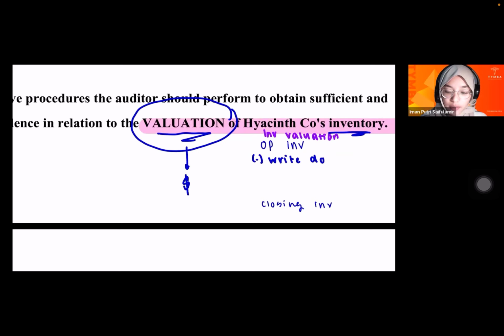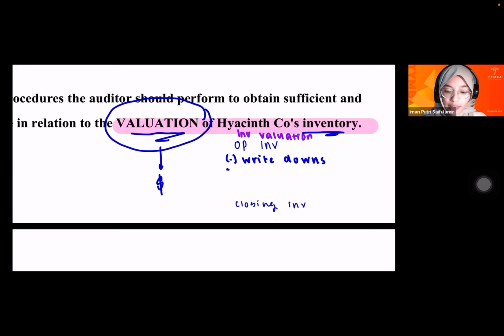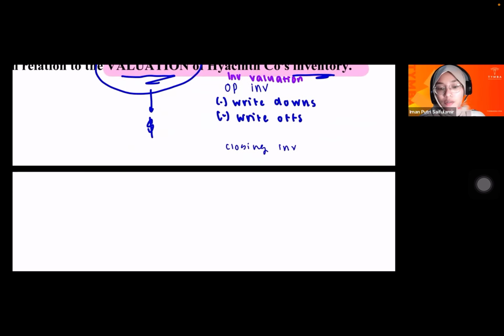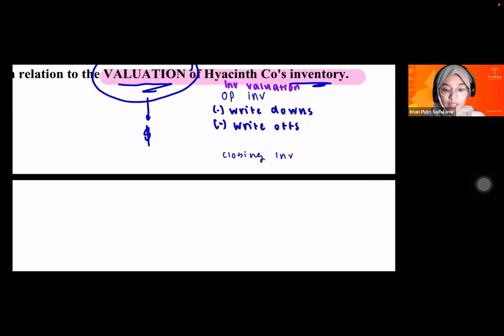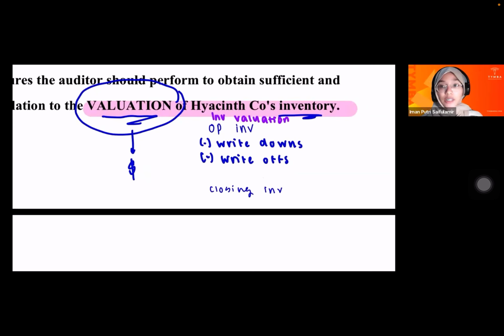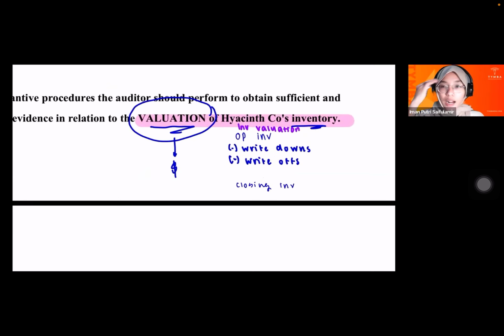Any write-offs. Write-downs and write-offs because of obsolete stock, usually on the obsolete stock. Minus any write-down, minus any write-off. So this is just an example of how we can get to the closing inventory. It helps for you guys to note how we calculate the closing inventory. This applies for any SP when you are focusing on the valuation. Try to think of how do I calculate the closing balance for this account?